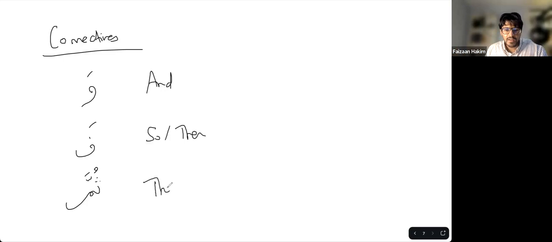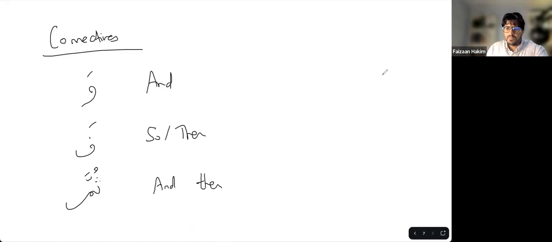Thumma means then, but it's like a real gap in time. Thumma, like there was a period of time and then it happened. Or maybe just a good way to put this is to say and then. Whereas fa is simply then. That's all the connectors we need at the moment.